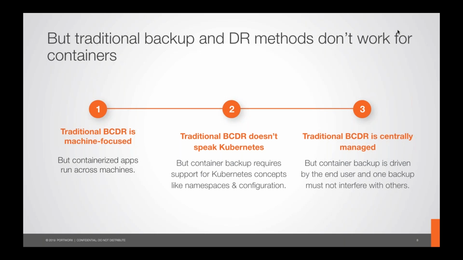The second reason is that traditional BCDR doesn't speak Kubernetes. So Kubernetes gives us these really powerful concepts like namespaces, where we can apply operational verbs, backup, encrypt, migrate, not just to a single container, not just to a single application, but to dozens or hundreds of applications at once. It really makes it easier to manage clusters of applications at scale. But the underlying technologies that do the work of backing up and encrypting and migrating need to understand those concepts.